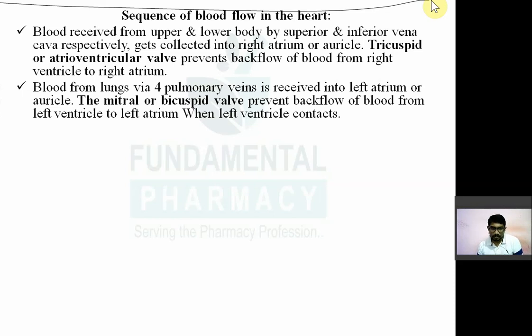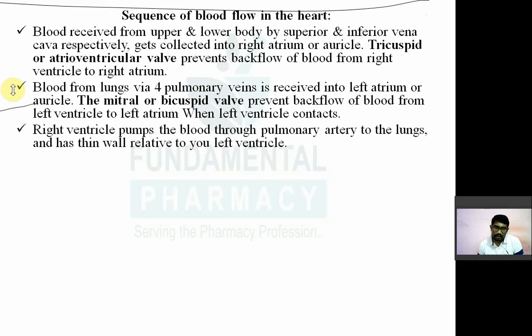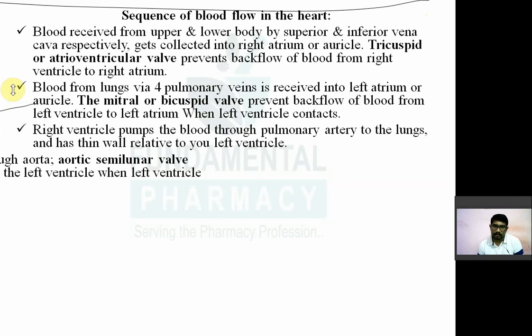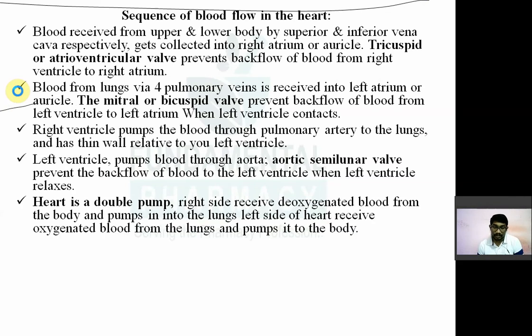From left atrium blood will be pumped to left ventricle, and mitral valve or bicuspid valve will prevent the backflow of blood from left ventricle to left auricle. We have seen this sequence of blood flow 2-3 times. Heart is a double pump. Remember, heart is a double pump. Okay, heart is nothing but the double pump.